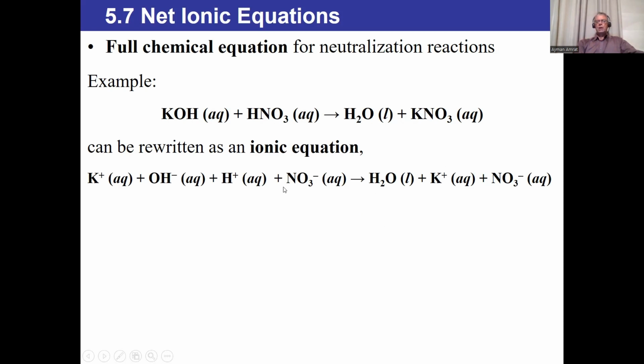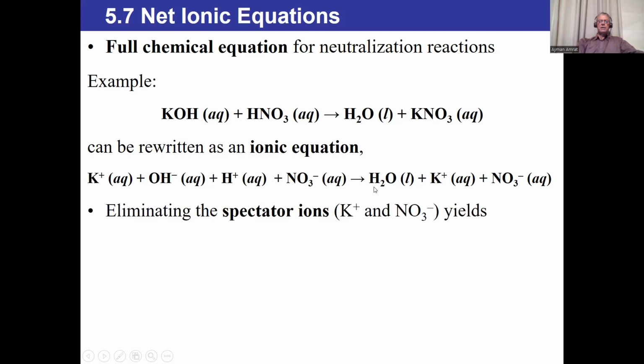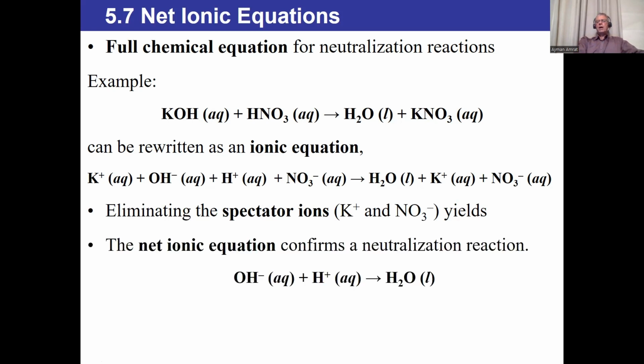NO3- is also a spectator ion and can be cancelled. So the net ionic equation is the reaction of OH- with H+ to produce water. After cancelling the spectator ions K+ and NO3-, it yields OH-(aq) plus H+(aq) produce H2O(l). This is the ionic equation without the spectator ions.